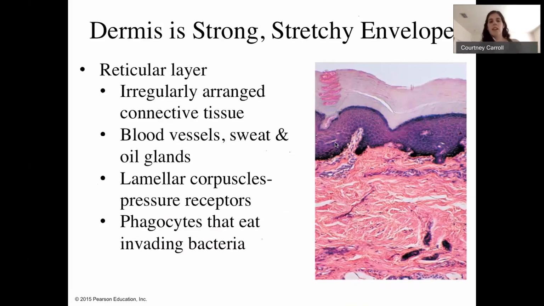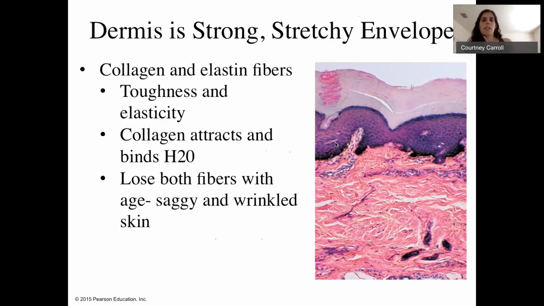Our reticular layer is more irregularly arranged connective tissue, and this is where you have your blood vessels and your glands. So again, if you're bleeding, you know that you've gone all the way through the epidermis and hit the dermis. We also have our lamellar corpuscles, which are our pressure receptors, and we have phagocytes that will eat our invading bacteria.